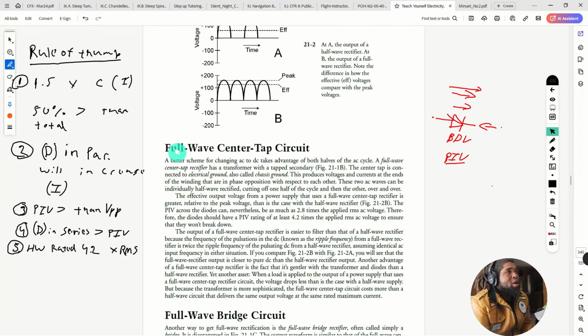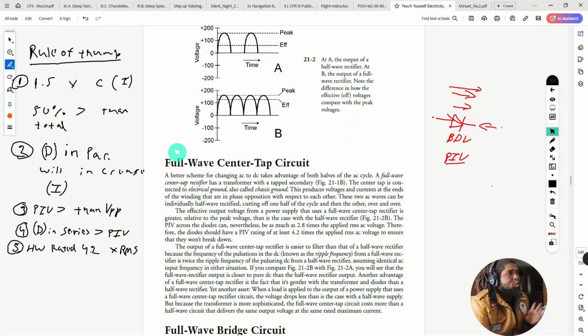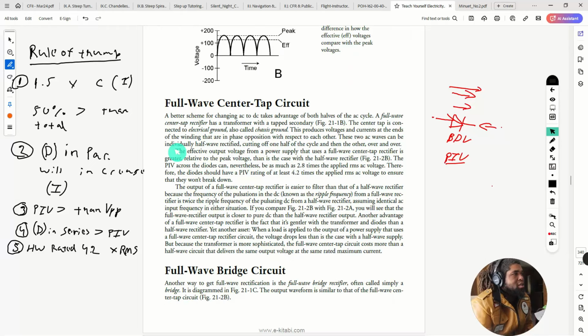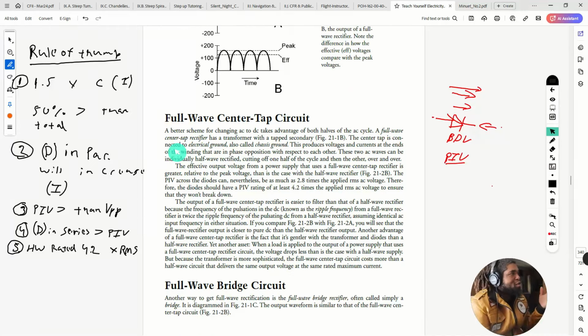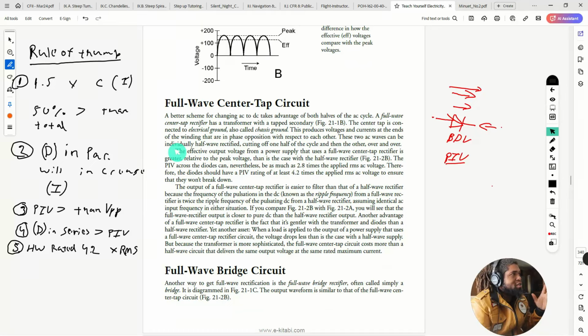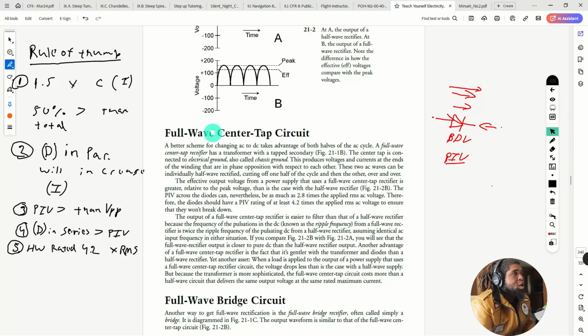So let's talk about the full wave rectifier. We'll talk about the picture in a second. I've noticed that sometimes the figures and the illustrations come before the actual explanations. But at any rate, a full wave rectifier center tap circuit, a better scheme for changing AC to DC, takes advantage of both halves of the AC cycle.